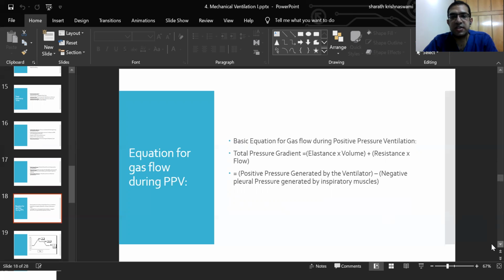So when it comes to the physics of understanding the gas flow into the patient during positive pressure ventilation, there is a term known as the total pressure gradient. This is given by the equation elastance into volume plus the resistance into flow. It can also be understood as the positive pressure generated by the ventilator minus the negative pleural pressure generated by the inspiratory muscles.